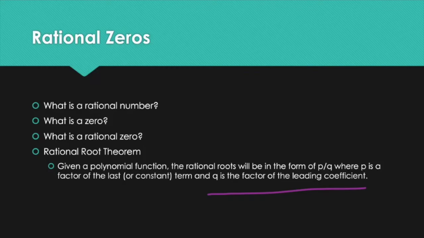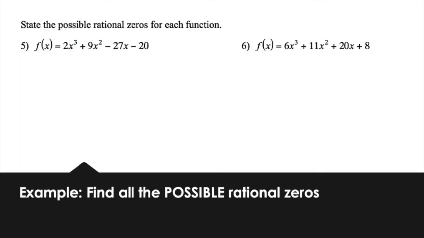Let's do some examples so we can see how that works. Number 5 says that we need to state the possible rational zeros for each function. If you remember, that definition said we were going to have a p over q, and that p was the factors of the constant, or the one at the end, the last term. So we're going to take that 20 and list all the factors.